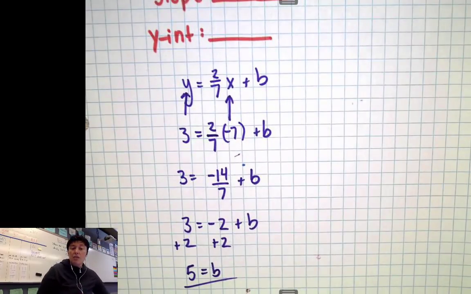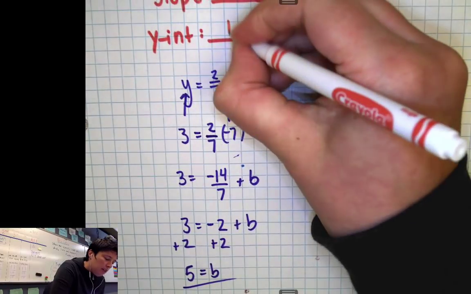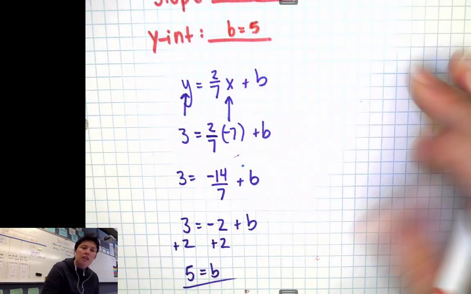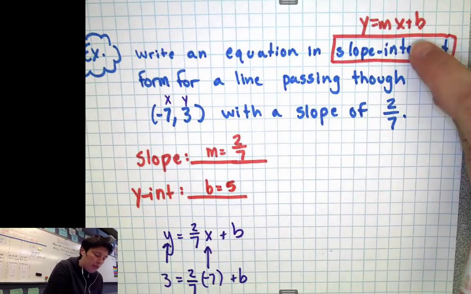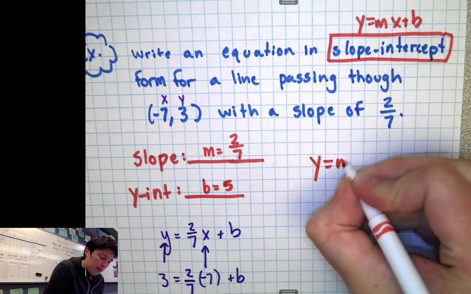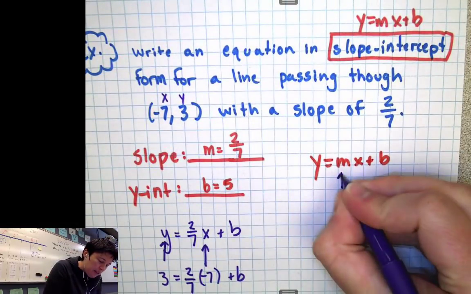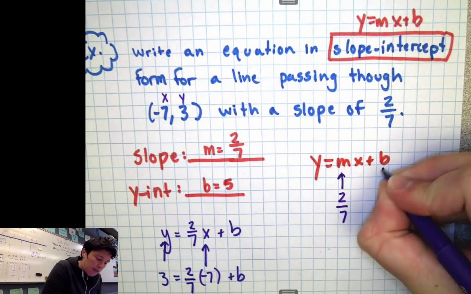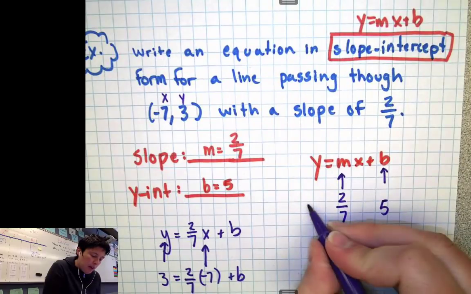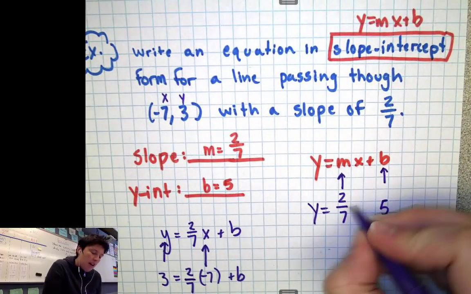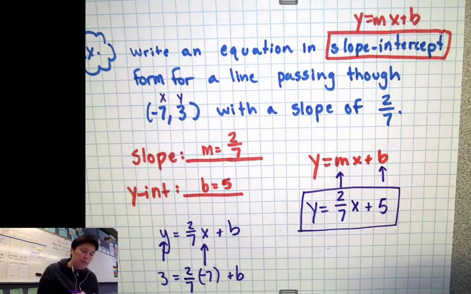So if 5 equals b, then my y-intercept up here that I can write down is b equals 5. And we got it. We got our information. So remember, our job is to do slope-intercept form. y equals mx plus b. Okay, well, we got the m. It's 2/7. I'll write it here. And now we got the b because we did the math, and we got 5. So our answer is y equals 2/7 x plus 5. There it is. There's our solution.